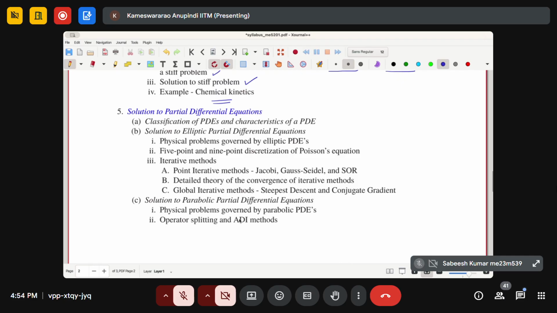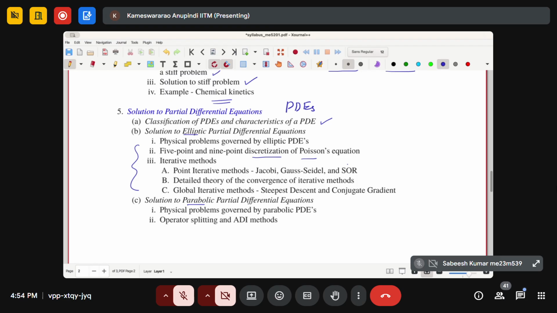Finally, we look at the last chapter, that is solution to partial differential equations. This is PDEs, in which we will look at classification of PDEs and characteristics of a PDE. How do we classify them? Then there are different kinds of PDEs, which are known as elliptic PDEs, parabolic PDEs, and hyperbolic PDEs. So in each of them, we're going to look at what procedures are used and what the methods are, so that's what we're going to see.